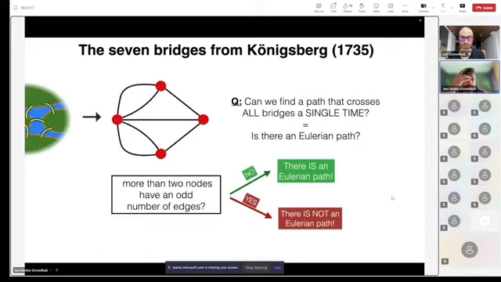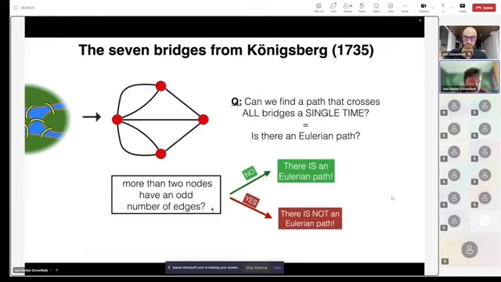So this is an instance of an easy problem. You have a problem: can we find a path that crosses all bridges a single time? In computer science this is called the problem of the Eulerian path, for obvious reasons. And the algorithm is simple. Just check the number of edges of the nodes, and compare with what Euler said. If the answer is no, there is an Eulerian path, and if it's yes, there is not an Eulerian path.